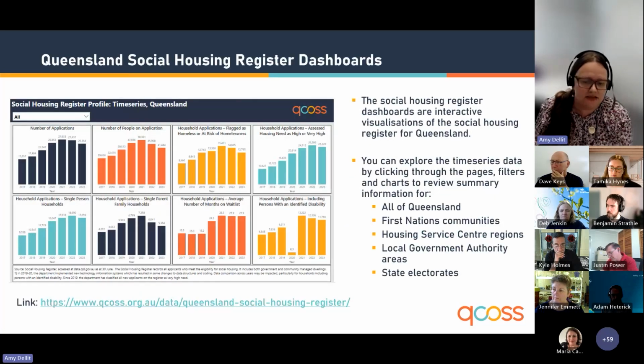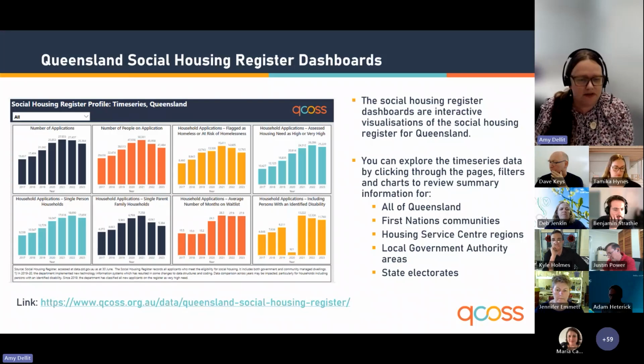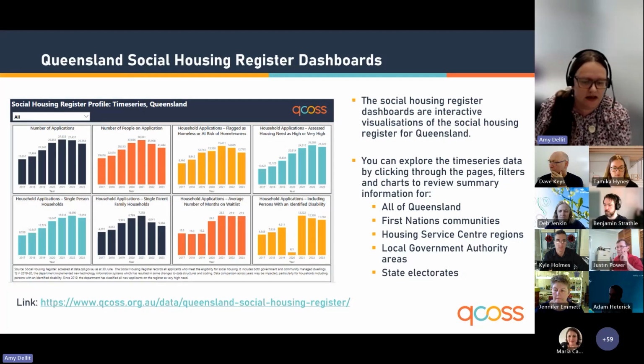The Social Housing Register dashboards are interactive visualisations of the Social Housing Register for Queensland. The dashboards were made available last year and recently updated to the June 2023 data release. You can explore the time series data by clicking through the pages, filters and charts to review summary information for all of Queensland, for First Nations communities, housing service centre regions, local government authority areas and state electorates.